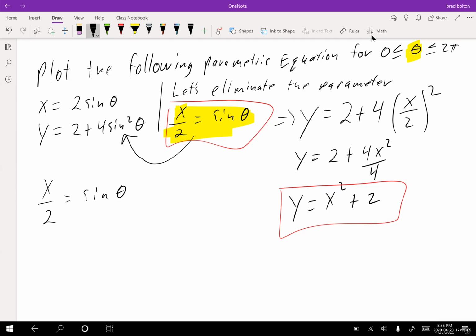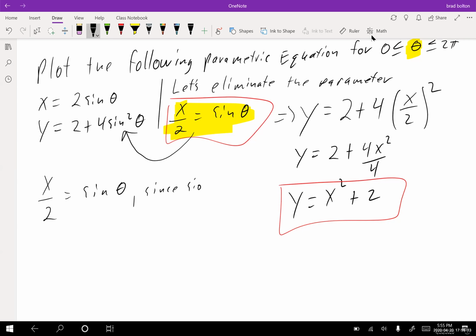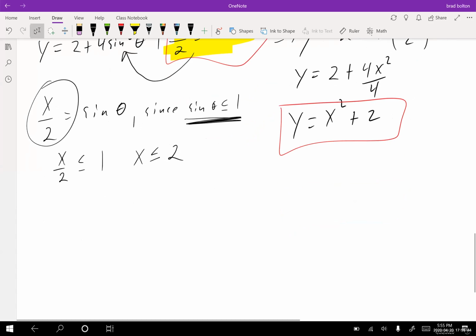I'm sorry, it could ever be 1. So that means that x could only ever be 2 in this problem, right? So we know since sine of theta is always less than or equal to 1, then that means x over 2 at most has to also be less than or equal to 1, okay? So then that means that x is less than or equal to 2, right? Because it goes along with the fact that sine of theta is equal to x over 2, all right?